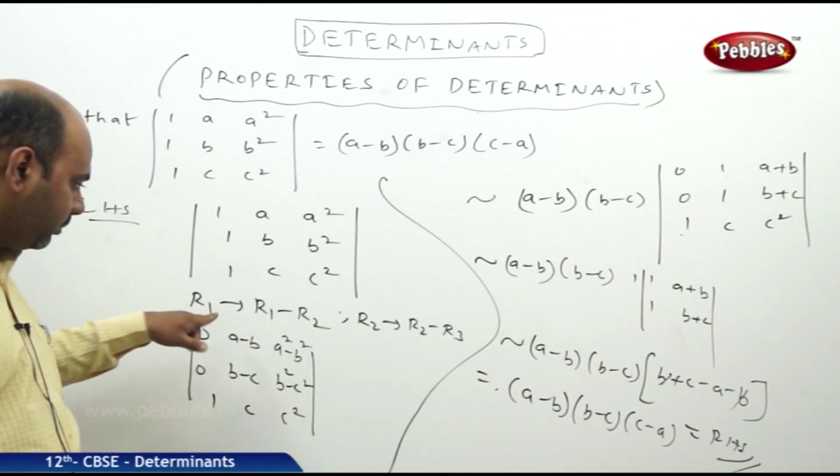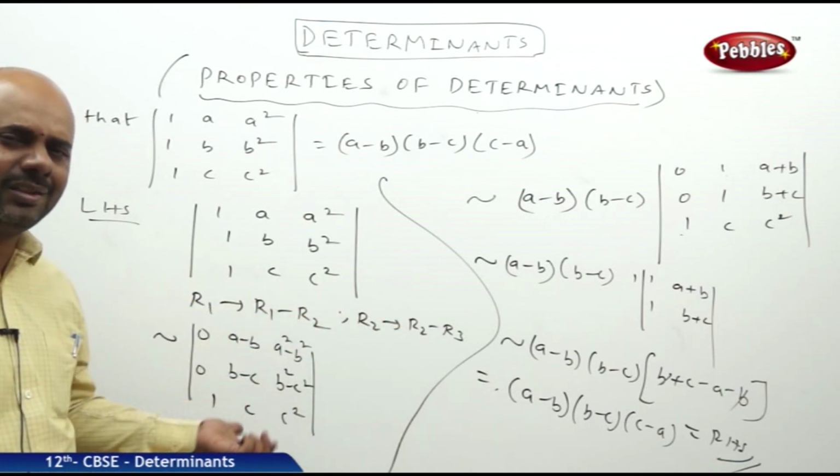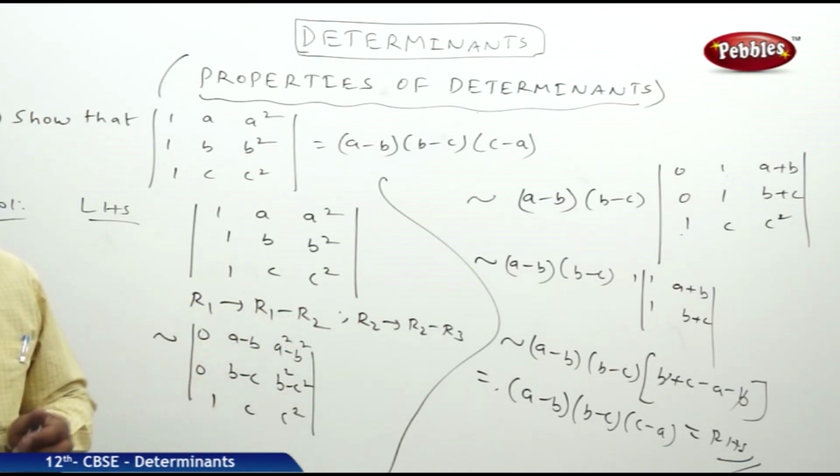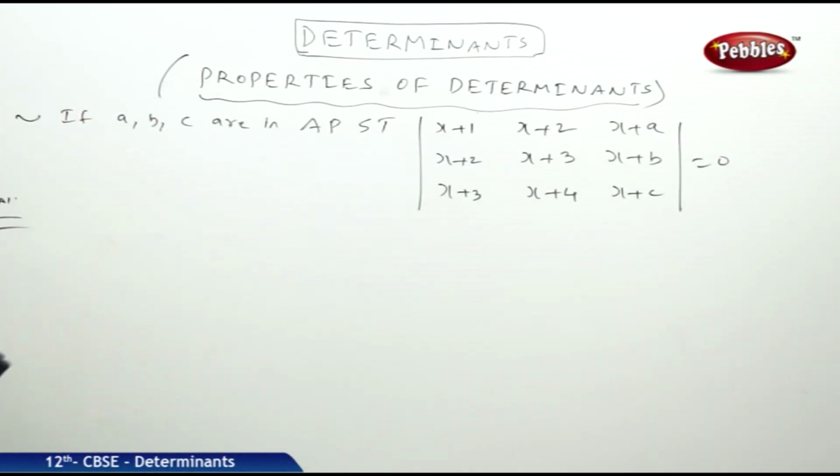What are the properties we used? R1 implies R1 minus R2, R2 implies R2 minus R3. We call this a row operation. Sometimes we shall be using properties also. Right, we shall go for another problem.